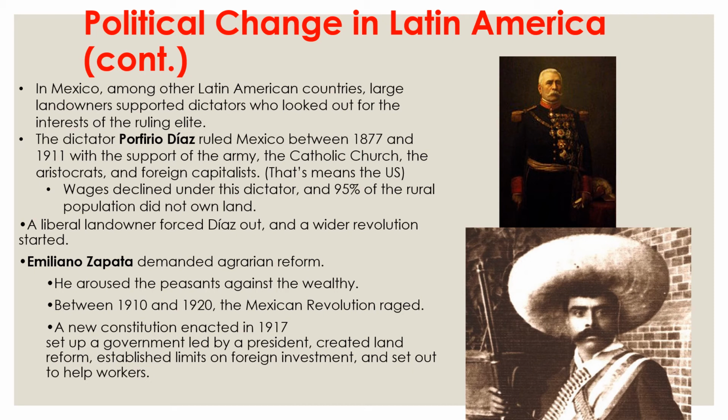A liberal landowner forced Diaz out eventually, and a wider revolution started. This was begun by Emiliano Zapata, who demanded agrarian reform. You see him pictured below. He aroused the peasants to revolt against the wealthy. And between 1910 and 1920, the Mexican Revolution raged.